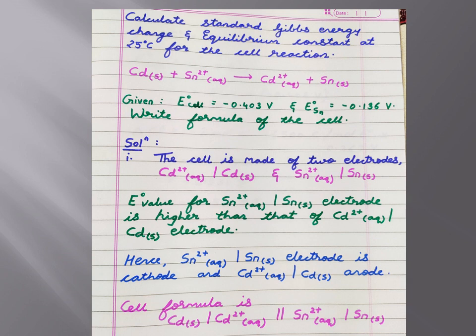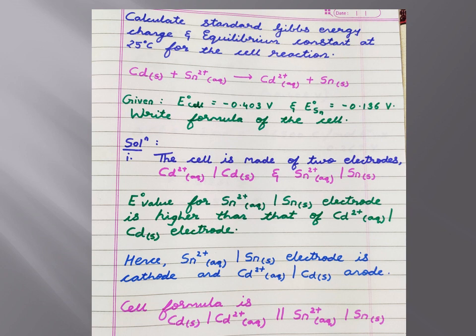Now students, while explaining the last numerical, I had told you that if the standard electrode potential of any electrode is higher, then it is considered as the cathode, whereas if the standard electrode potential is less, then it is considered as the anode. Over here you can see that the E0 value for the Sn2+/Sn electrode is higher as compared to that of Cd2+/Cd. So the Sn2+/Sn electrode is the cathode and Cd2+/Cd is considered as the anode.